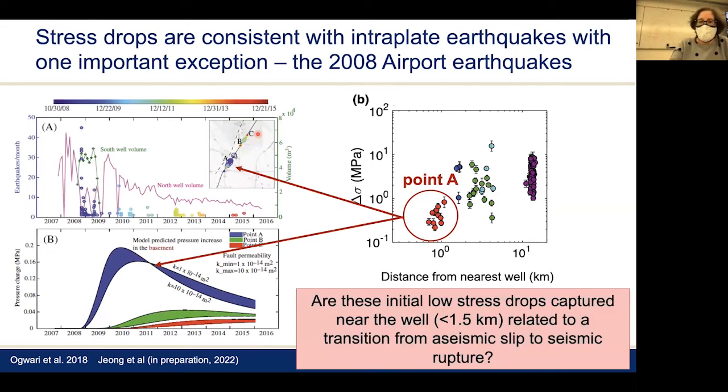And, you know, we're writing a paper where we're going to ask the question, are these initial low stress drops because you're actually seeing the direct effect of the injection, or is this a measure of aseismic slip? So there are some laboratory experiments that have recently come out, and some Canadian data, that suggest these lower stress drop events might have lower corner frequencies, and be indicative of some involvement of aseismic slip. An interesting idea.